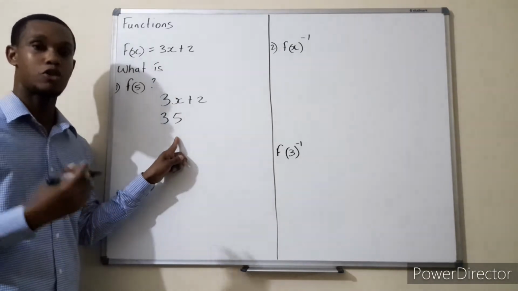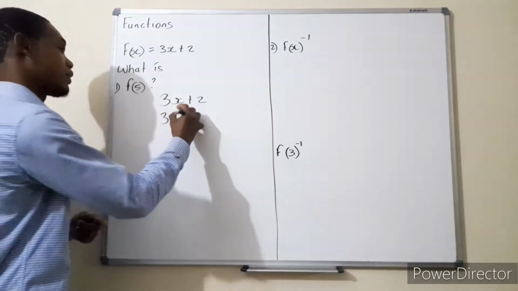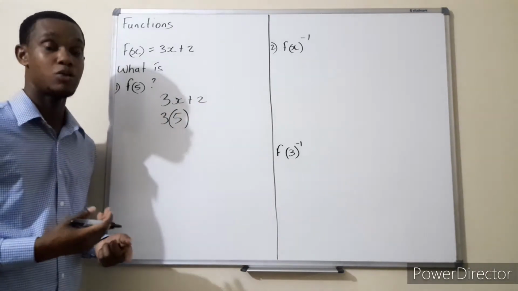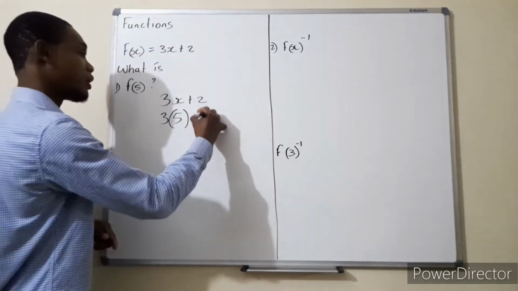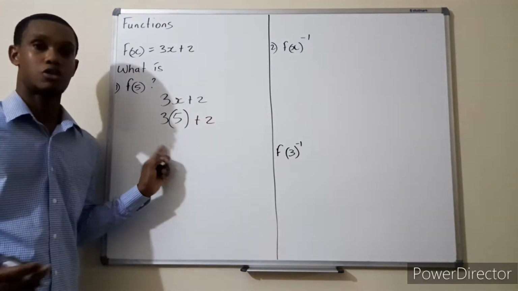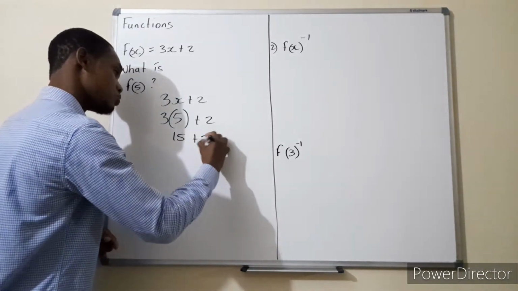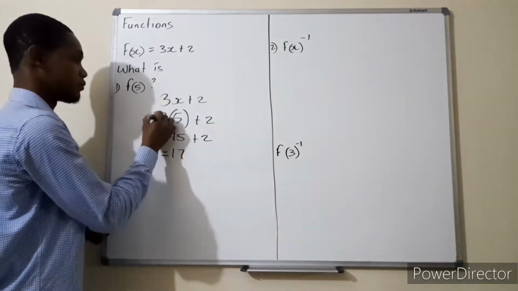Now, when you're replacing it, this does not mean 35 in this particular case. It means 3 times 5. So you can put it in a bracket, or if you want to put a multiplication sign between it, it means the same thing. So it will be 3 times 5, and then you'll put back your plus 2. So 3 times 5, that would be 15 plus 2, and then 15 plus 2 gives 17.